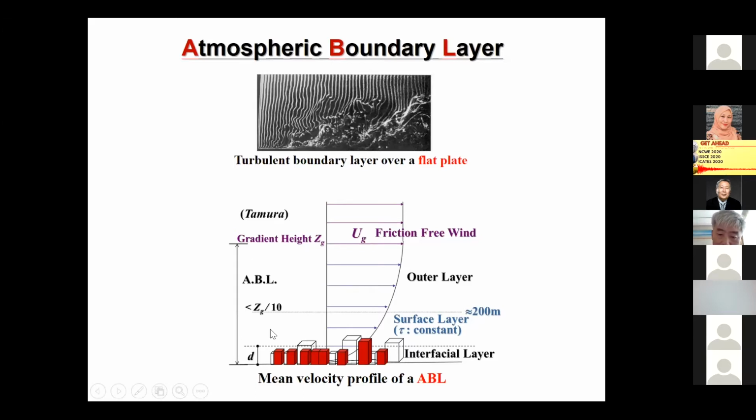So here is a description of the velocity profile. It's also taken from Professor Tamura's lectures. You may find that because there are roughness blocks on the Earth, we are living on roughness blocks, so it will generate a velocity profile. The wind speed will increase with height up to the height we call the gradient height, ZG. Beyond ZG, the flow will be a free wind, so the velocity will be constant. But anyway, it will generate a velocity profile.